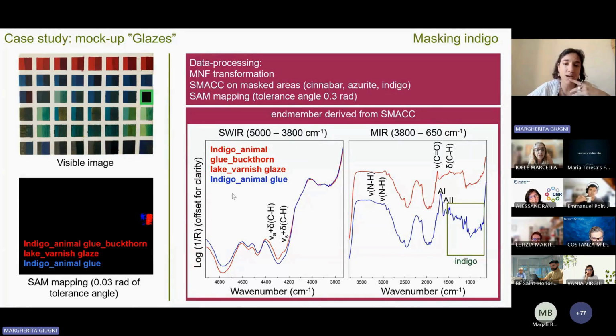In this case, I am showing a paint of indigo bound in animal glue, partly covered by a varnished base glaze of Buckthorn lake, the glaze represented by the red spectra. What we can see is that in the SWIR region, we don't really have a big contribution from the glaze, if not with a slight broadening of the combination bands of the lipid of the varnish. Whereas in the Mid-IR region, the glaze is hindering features from both the indigo and the binder.